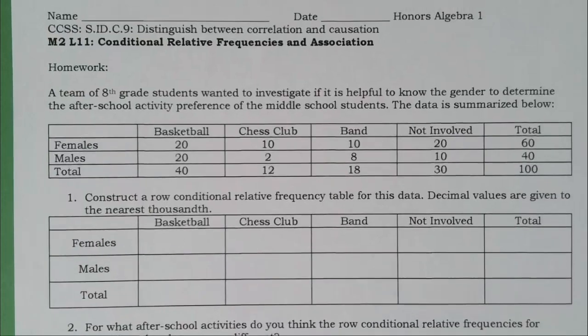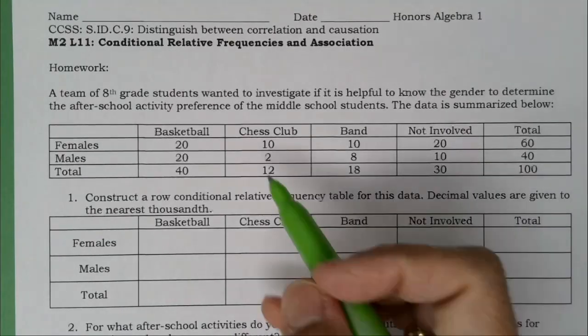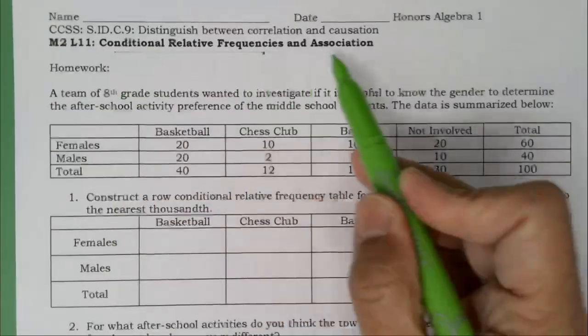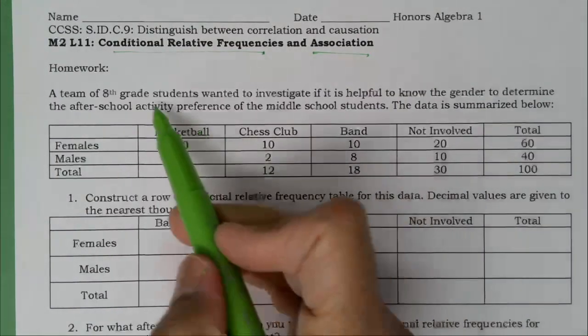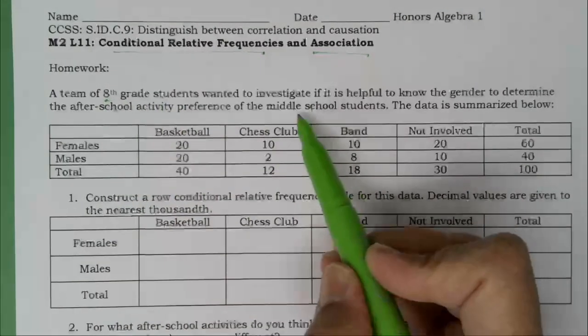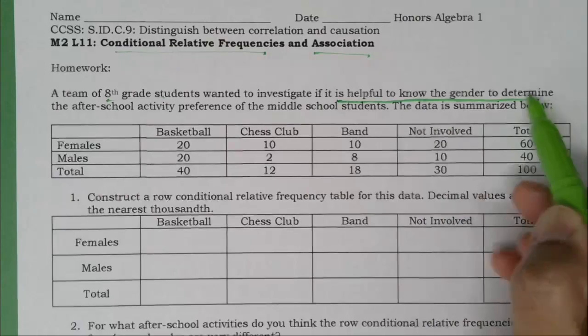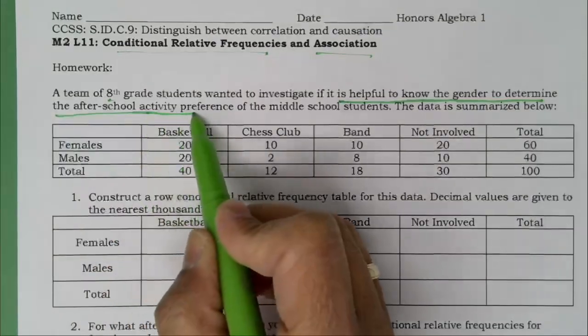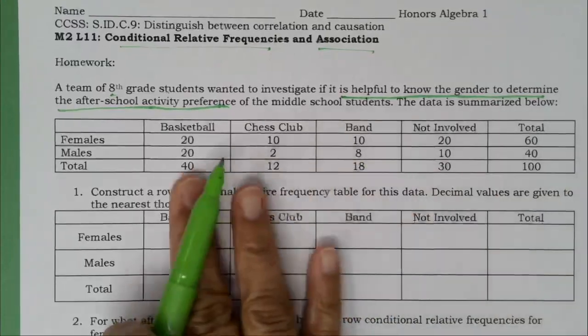Okay, welcome to this presentation, and we will be talking about the use of the conditional relative frequency in finding out if there is an association between two categorical variables. All right. In this situation, we have a team of 8th grade students who wanted to investigate if it is helpful to know the gender to determine the after-school activity preference of the middle school students. And we have the data here.